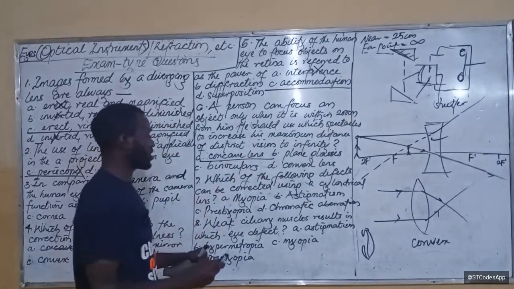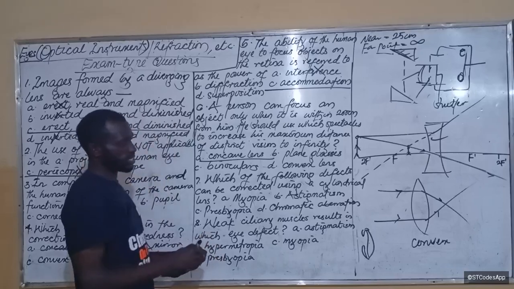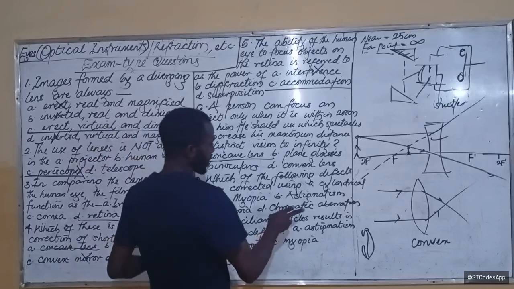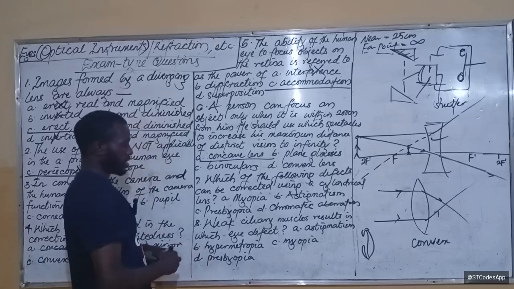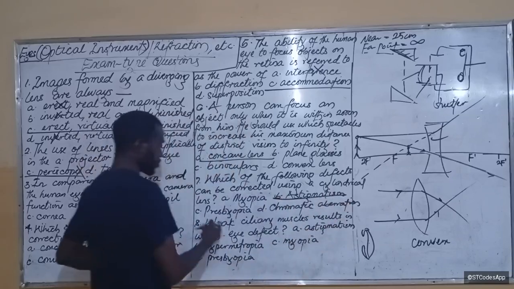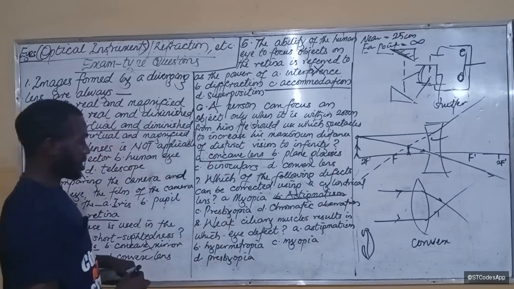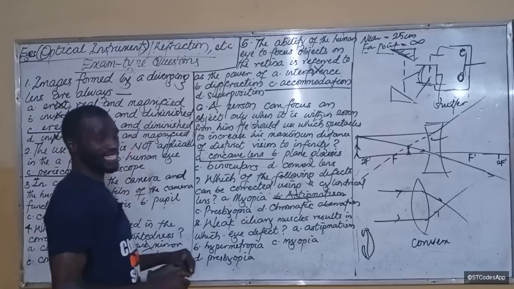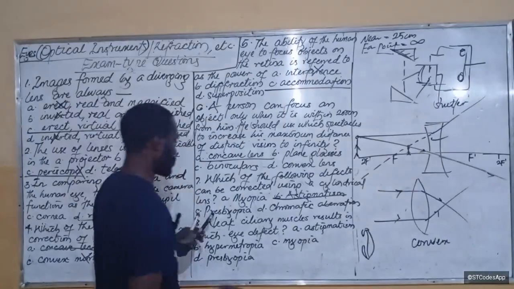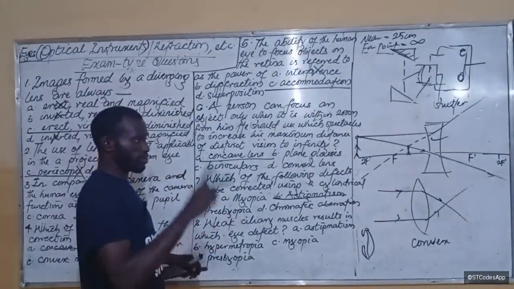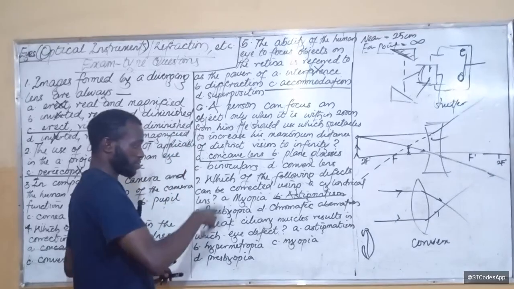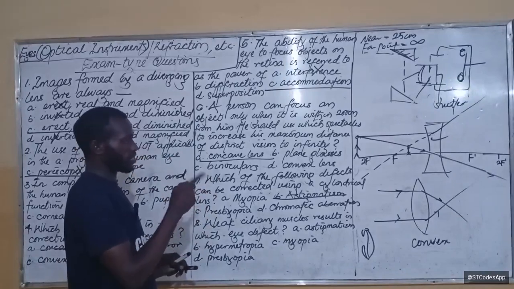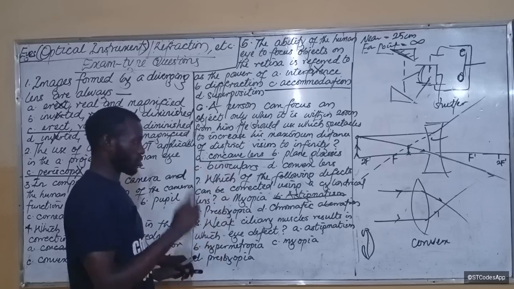Now, which of the following defects can be corrected using a cylindrical lens? Myopia is short-sightedness, corrected with a concave lens. Chromatic aberration is different, okay? The answer will be astigmatism. Presbyopia is corrected using bifocal lenses. We call them bifocals, using both convex and concave. That's why we call it bifocal. Astigmatism is the one that uses a cylindrical lens to correct.